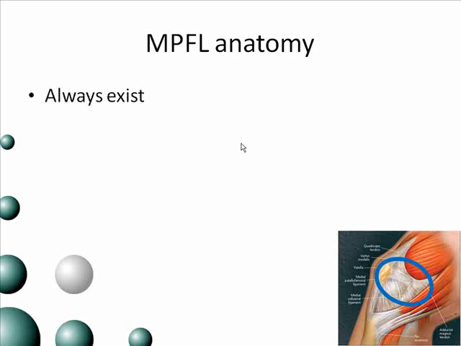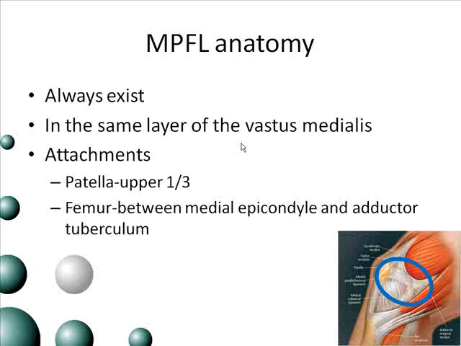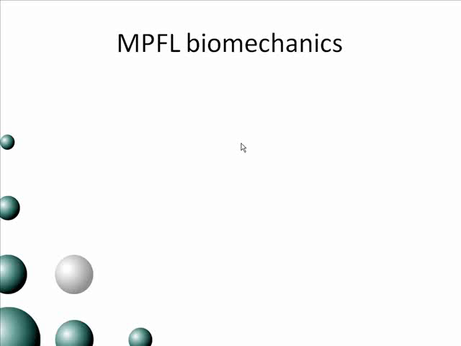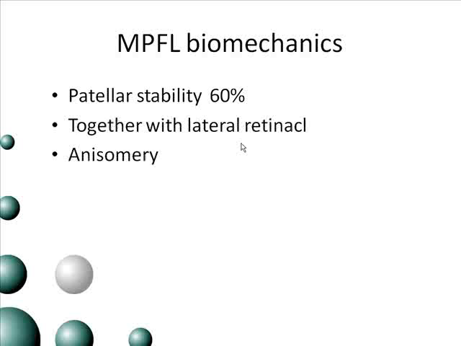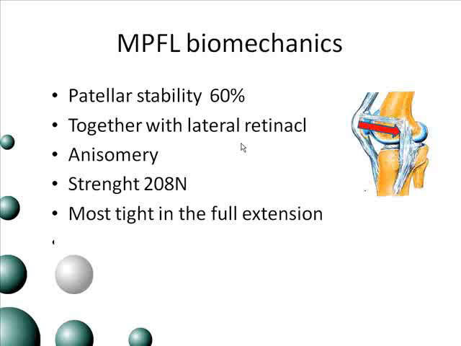This medial patellofemoral ligament always exists, in the same layer as the vastus medialis. Attachments are on the patella upper 1/3, and in the femur between the medial epicondyle and adductor tubercle. It is responsible for patellar stability 60%, together with the lateral retinaculum from the other side. It has an isometric strength of 208 newtons, and is tightest in full extension and tightness diminishes with flexion.